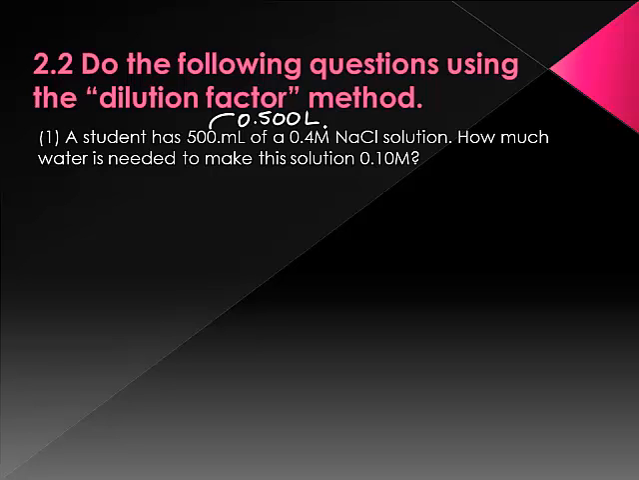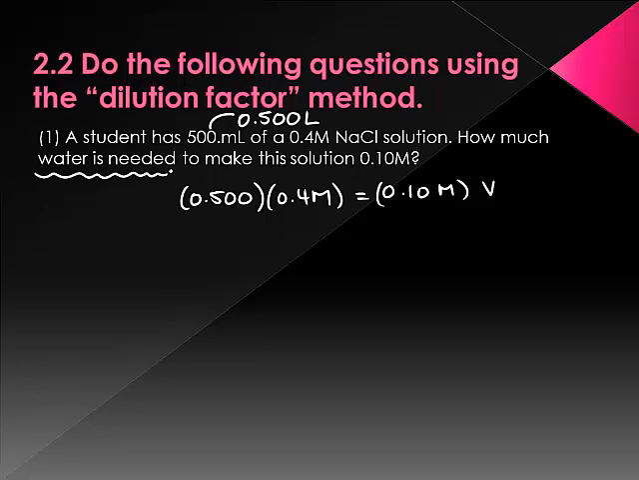So we had 0.5 liters of a 0.4 molar solution, and how much water is needed to make the final concentration of 1 molar. Notice that this is how much water is needed. That's not what is the final volume. So V2 here is going to equal my 0.5 times the 0.4 divided by 1.